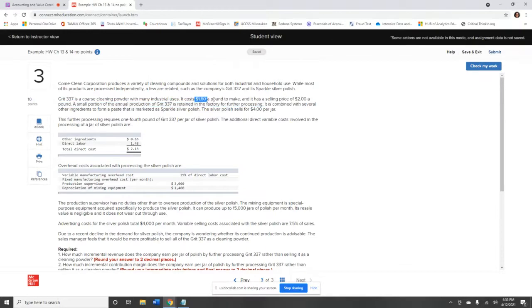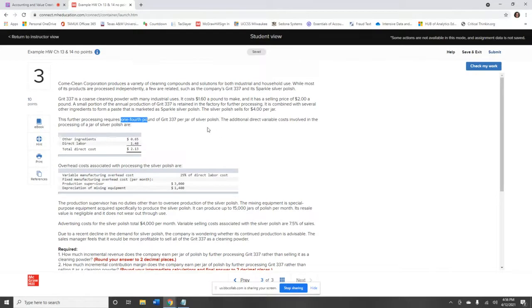It costs $1.60 a pound to make. I can sell it for $2 a pound. I can just sell the grit, or I can process it and make it into a paste and it becomes sparkle, and I can sell that for $4 a jar. To make a jar of it requires just 1/4 of a pound of grit, right? So selling the stuff for $2 a pound or $4 a jar using just 1/4 of a pound.